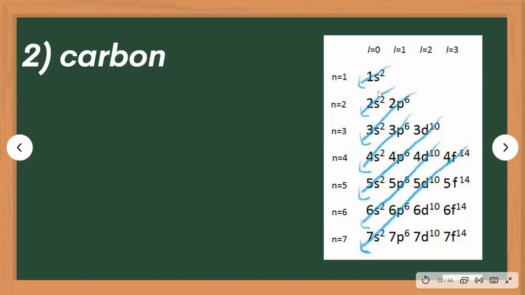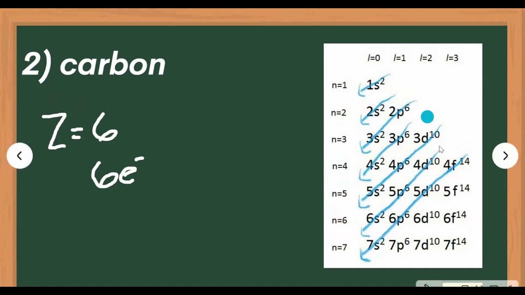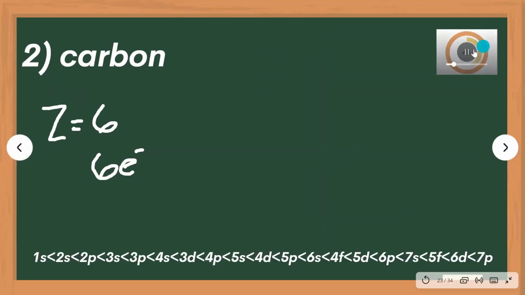Okay, so how about carbon? Carbon has 6 electrons. Now let's start with carbon. Carbon has 6 electrons because the atomic number of carbon is 6. Again, we can use the Madelung rule for the order of the energies, and also we can use this in order for us to know what would be the electron configuration for carbon.